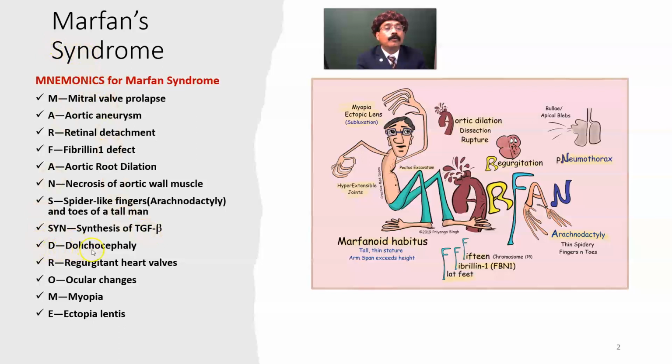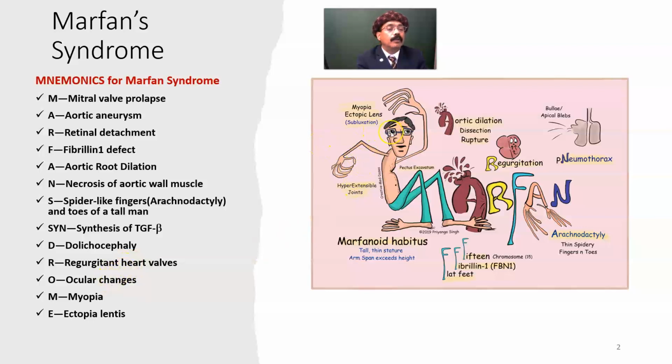D, dolichocephaly, long head. R, regurgitation of the heart valve. Any heart valve may be regurgitated, not always the mitral valve; maybe the aortic valve, maybe the tricuspid valve. O, ocular changes. What happens in the eye?